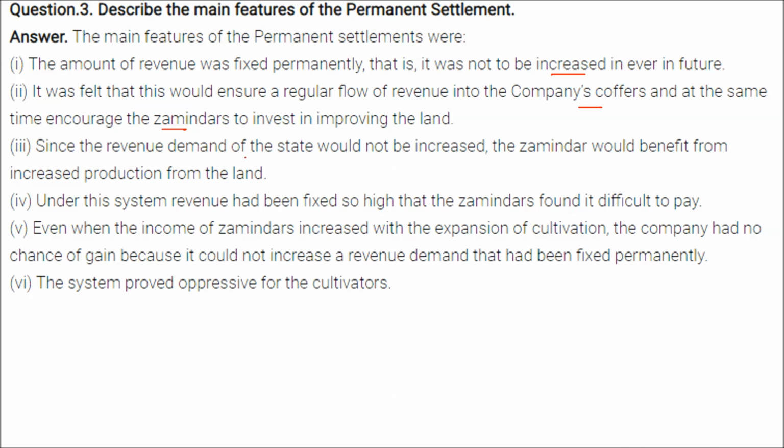And since the revenue demand of the state would not be increased, the zamindar would benefit from increased production from the land. And under this system, revenue had been fixed so high that zamindars found it difficult to pay. And even when the income of zamindars increased with the expansion of cultivation, the company had no chance of gain because it could not increase a revenue demand that had been fixed permanently. And the system proved oppressive for the cultivators.